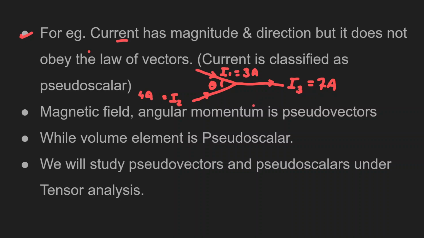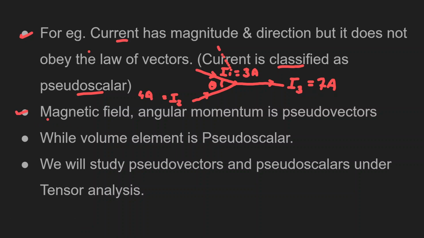So even though this current has magnitude and direction, they are not adding vectorially, they are just adding by Kirchhoff's law. According to Kirchhoff's law, they are getting added. We will see that if I have a vector, then their components get added, but here there are no components. If I1 would have been in this direction, still it would have added in this way. So Kirchhoff's law is governing over here. So the current we will classify as a pseudoscalar.